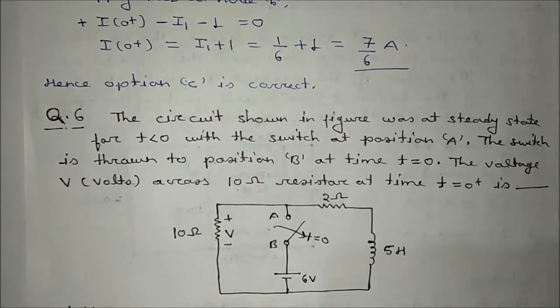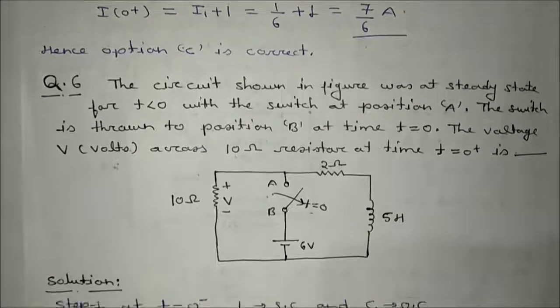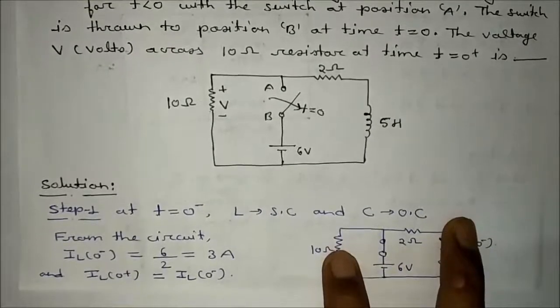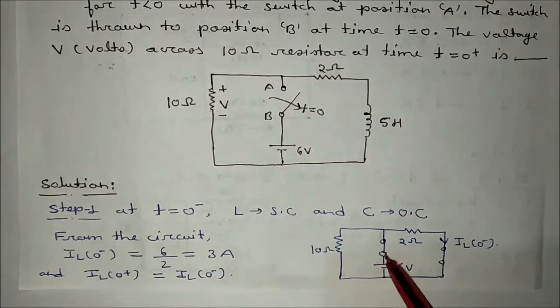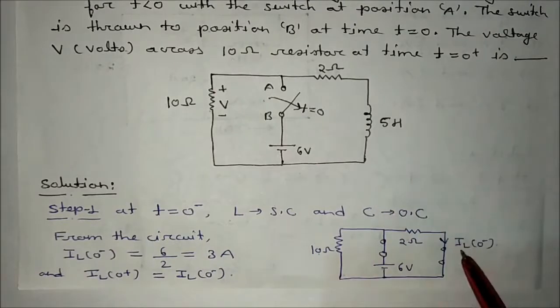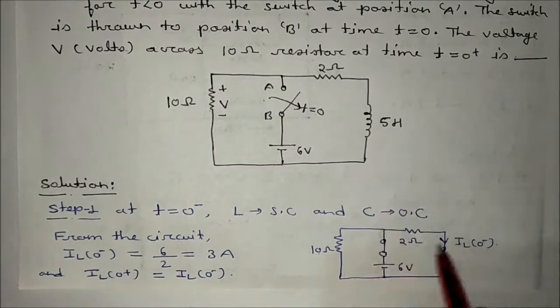So at T is equal to 0 minus, L will be shorted and capacitor will be open circuited, and the switch is in closed condition. This is 16, this is 2, this is 10. This will be shorted, this will be shorted. This will give the IL0 minus current, which you can get very easily. This is 6 volt, and 6 volt will be here. So 6 divided by 2, that is equal to 3 ampere. And IL0 minus and IL0 plus current will always remain the same.